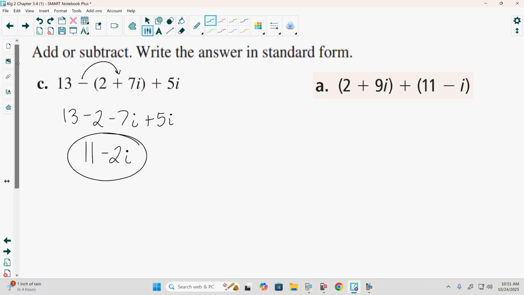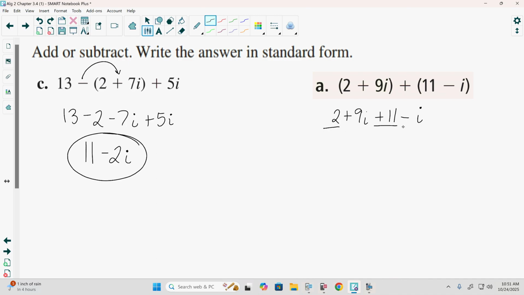Questions on this so far? We can look at one last one. (2 plus 9i) plus (11 minus i). So we can do this one here next. And at this point, we drop the parentheses, giving us 2 plus 9i. And we have plus 11 minus i.